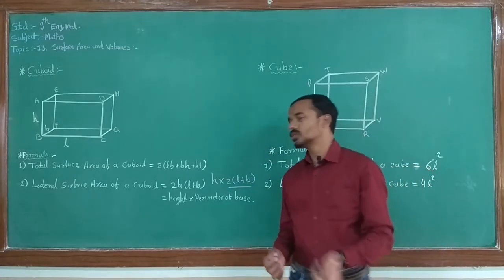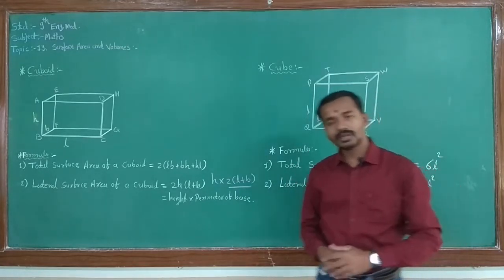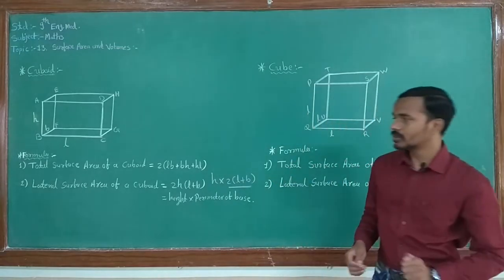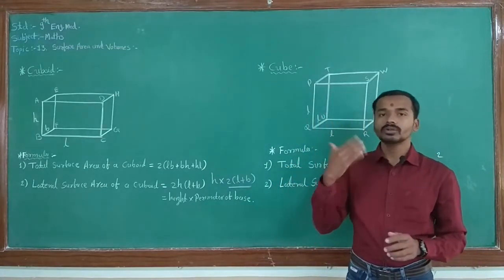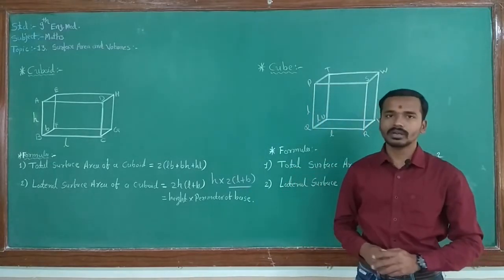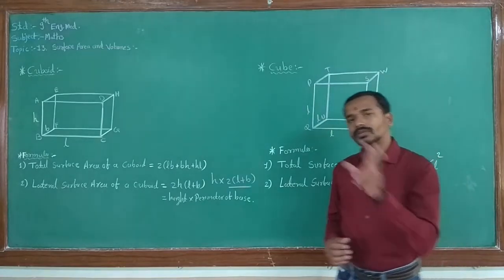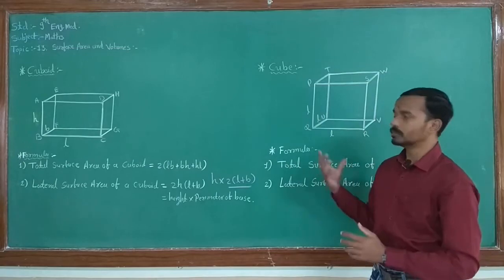The first one is 2(LB plus BH plus HL), that is the total surface area of a cuboid, and the next one is the lateral surface area of a cuboid, meaning only excluding the top side and the bottom side, that will be considered as the lateral surface area of a cuboid.